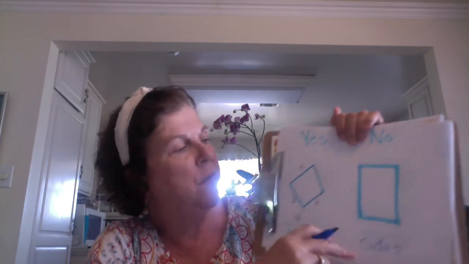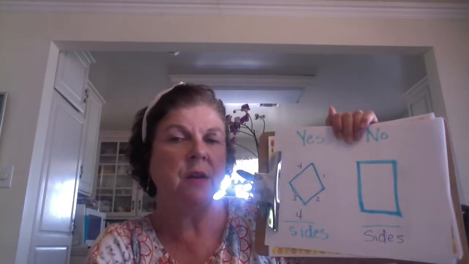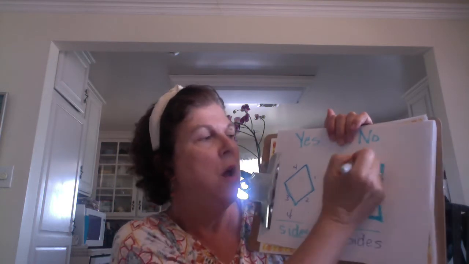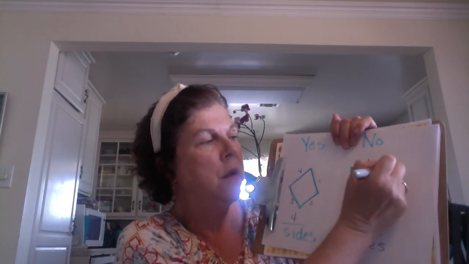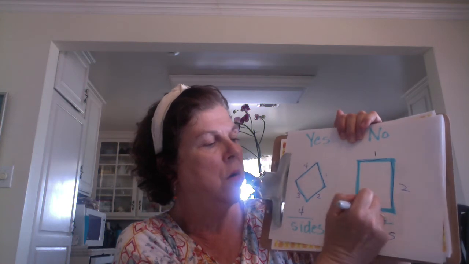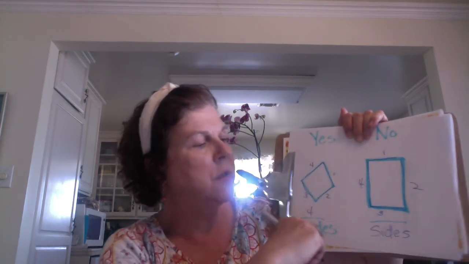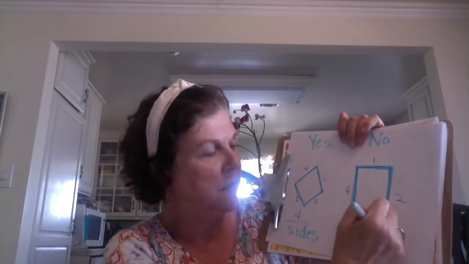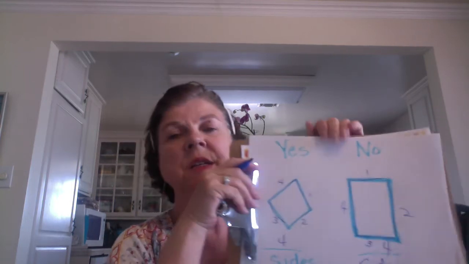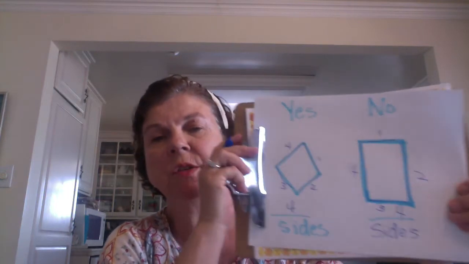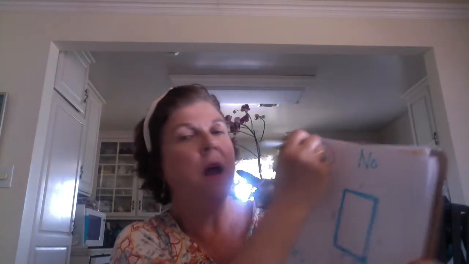Okay, how about this is a rectangle? I know it's a rectangle because it has 2 longer sides and 2 shorter sides. Here's 1, 2, 3, 4. It also has 4 sides. So the question is, yes or no, do they have the same amount of sides? The answer is yes. I would circle yes.